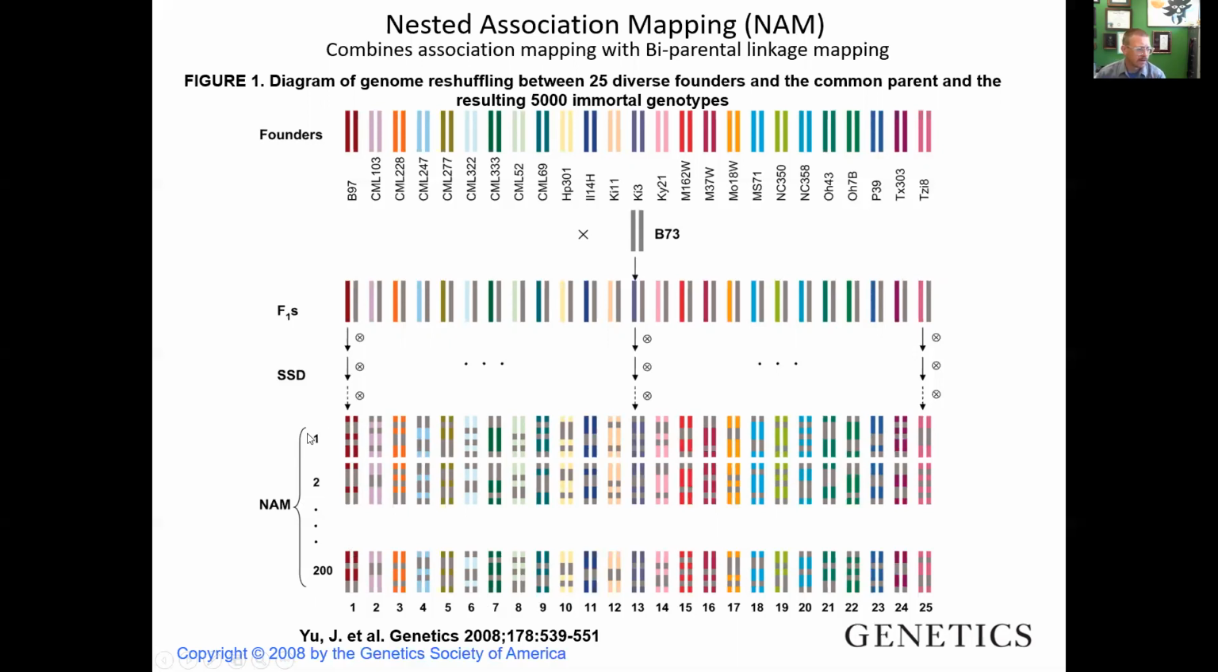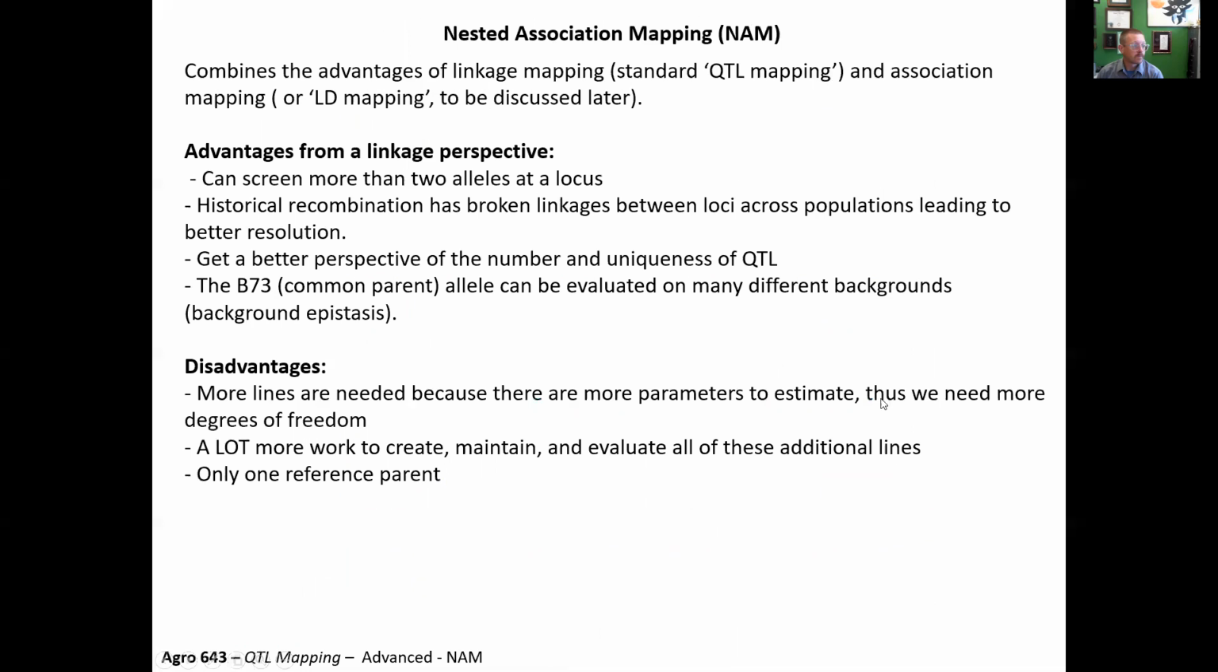Now, what's really nice here is you have a number of different populations, and you can actually use the power across populations to better resolve your QTL. Okay, so you can do QTL mapping within one of these, and then you do nested association mapping across these. So there's some advantages of being able to screen more than one allele at a locus. Historical recombination gives you better resolution.